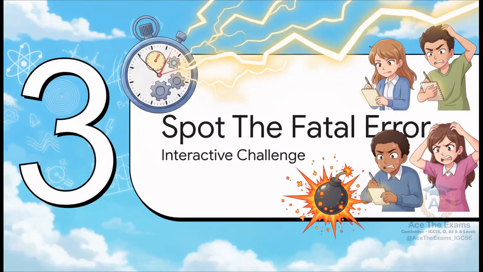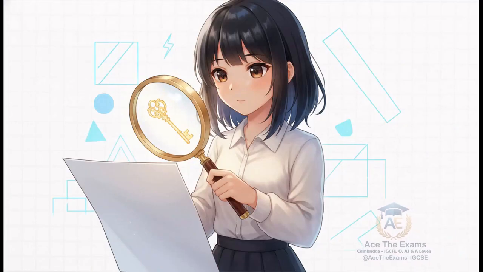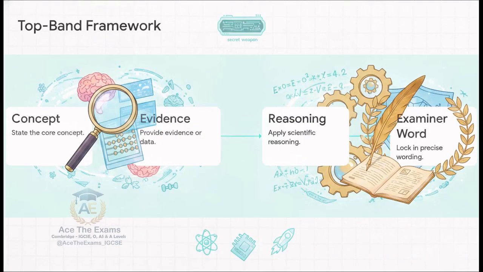Section 3. Spot the fatal error. We're escalating the stakes now with a pressure test. We're going to break down a typical student response, and I want you to spot exactly where it all falls apart. In a moment, I'll show you the examiner clue that changes the answer completely. But first, you need the framework that makes that clue obvious. Think of this as handing over a secret weapon.